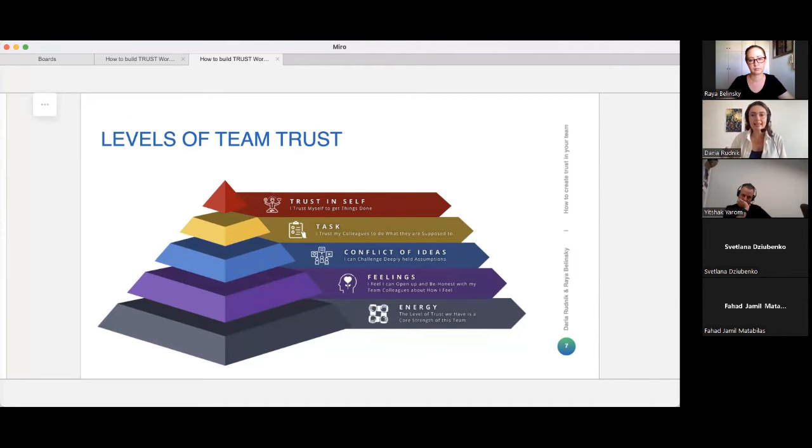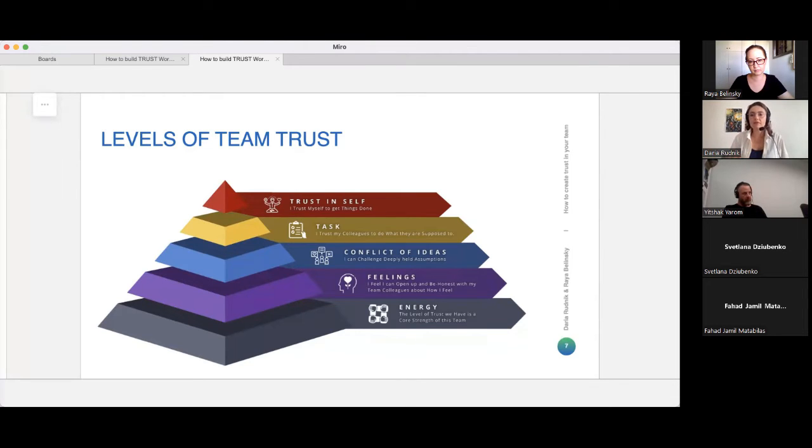But there is a next layer, and that's trust to feel anything in this team. I can experience fear, anxiety, or a boost of energy. And if I'm able to share it with my team, it means my team can support me and we can work together.